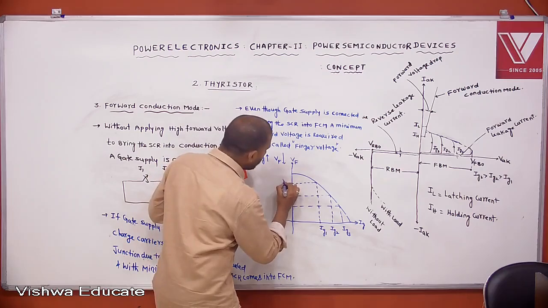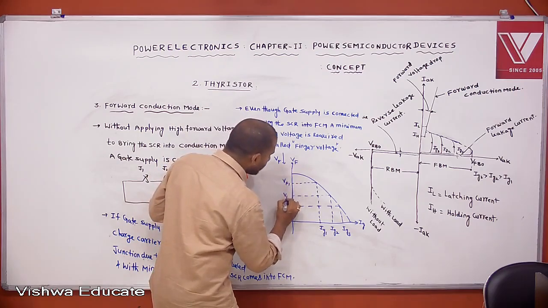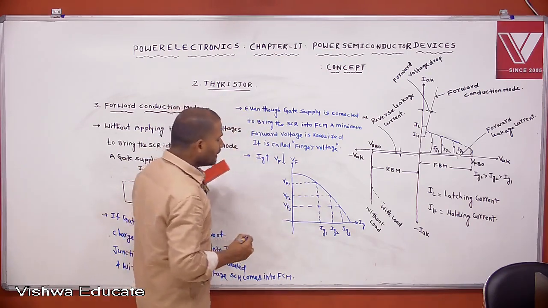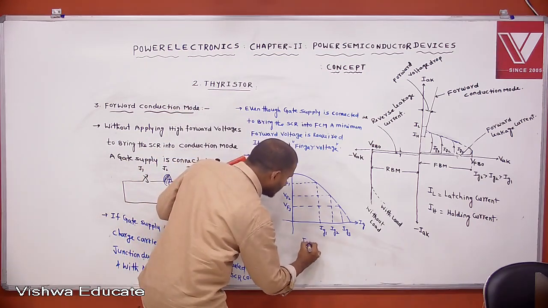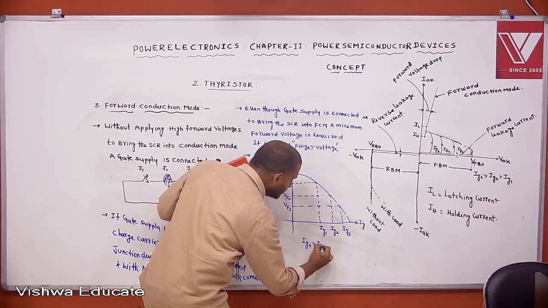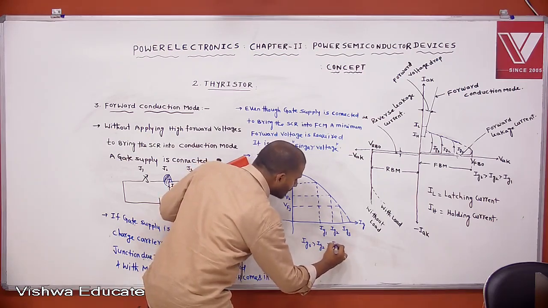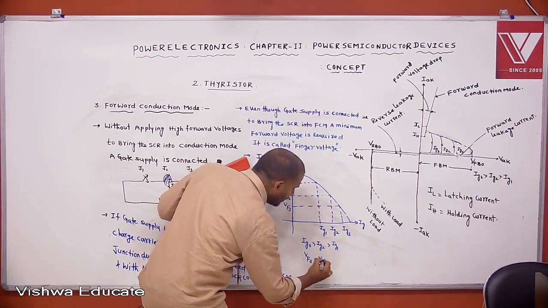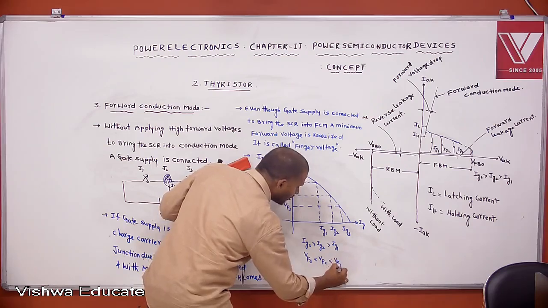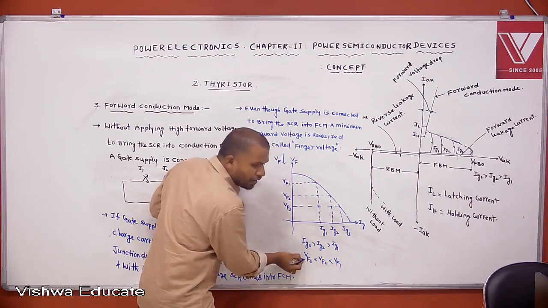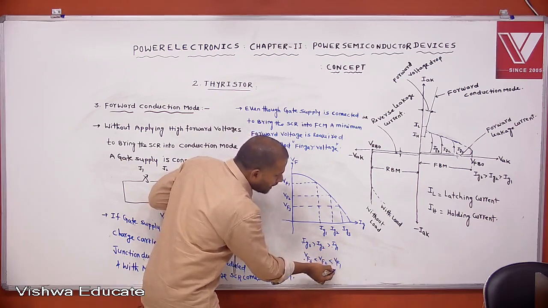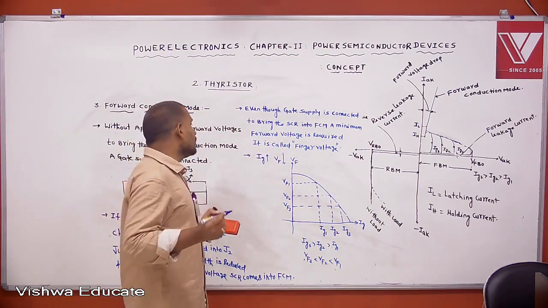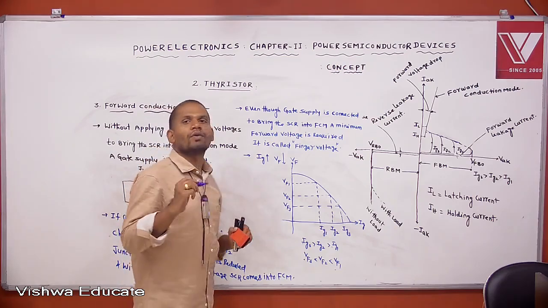Let this forward voltage be VF1, this forward voltage VF2, and this forward voltage VF3. Then what is the relation here? IC3 is greater than IC2 is greater than IC1. Therefore, VF3 is less than VF2 is less than VF1. High gate current, less forward voltage. Less gate current, high forward voltage. Like this, we are bringing the SCR into forward conduction.